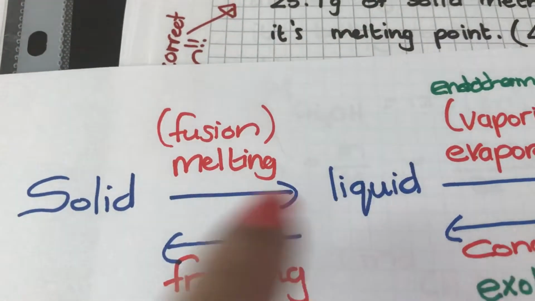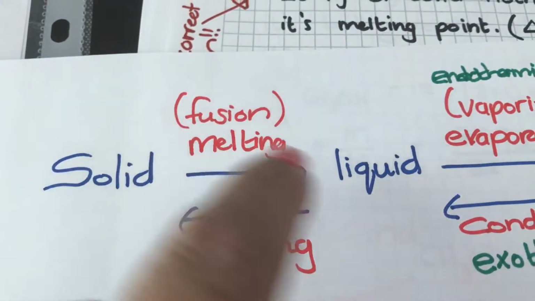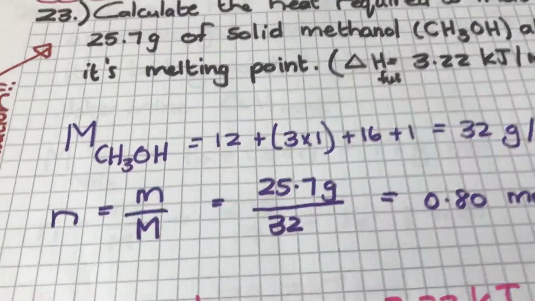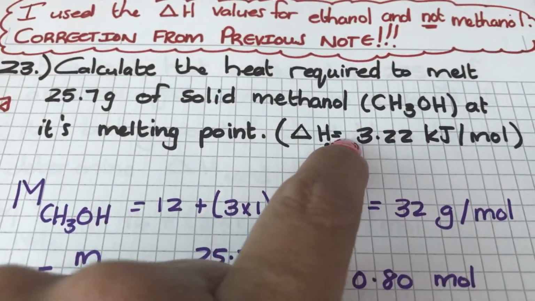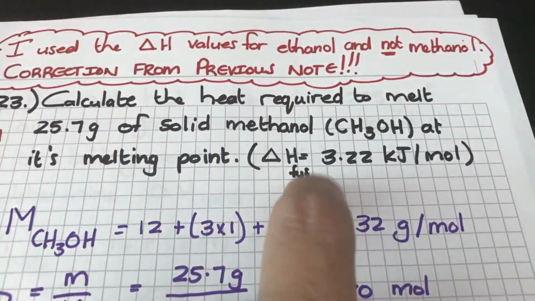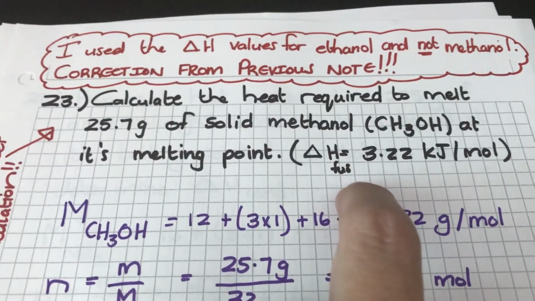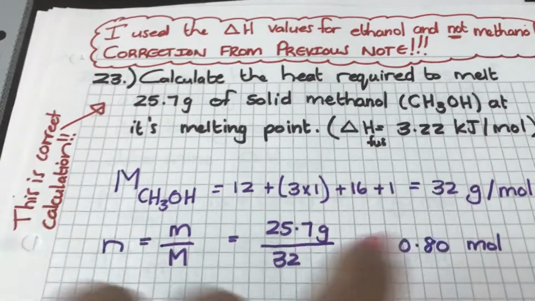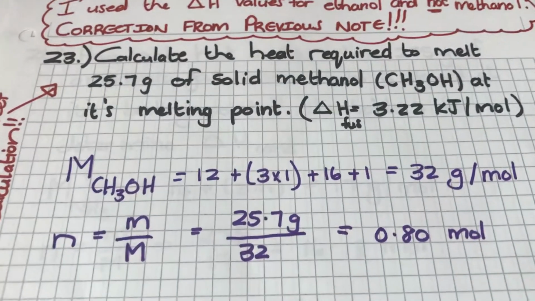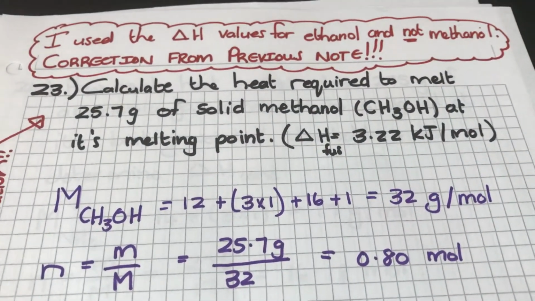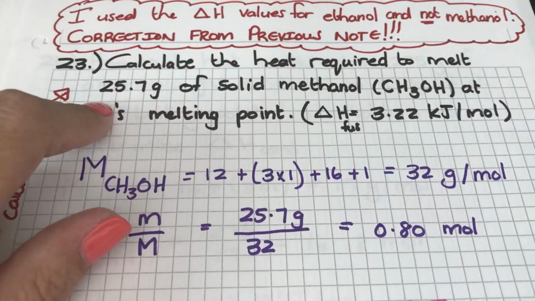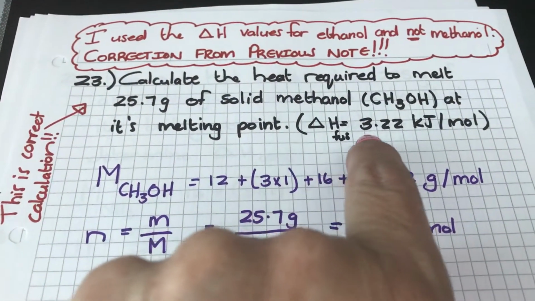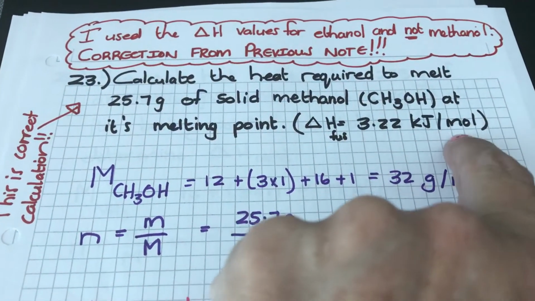Now, if I was freezing it, then I would have used the same value, but just put the negative in front. But now we are melting. Melting means it's endothermic. It's a positive value, so delta H is positive. I need this value in order to be able to complete the calculation. So if you look at the question, I need to find out how much heat I'm going to need to melt this mass. So my delta H tells me I need 3.22 kilojoules per mole.